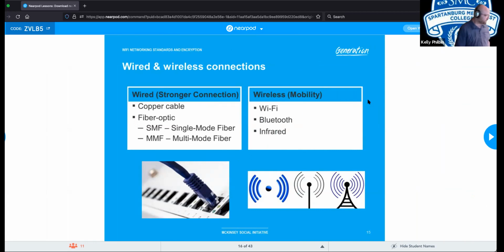Wired connections are always going to be your stronger and faster connections currently. Can wireless exceed it? Here's hoping. That'd be kind of nice.